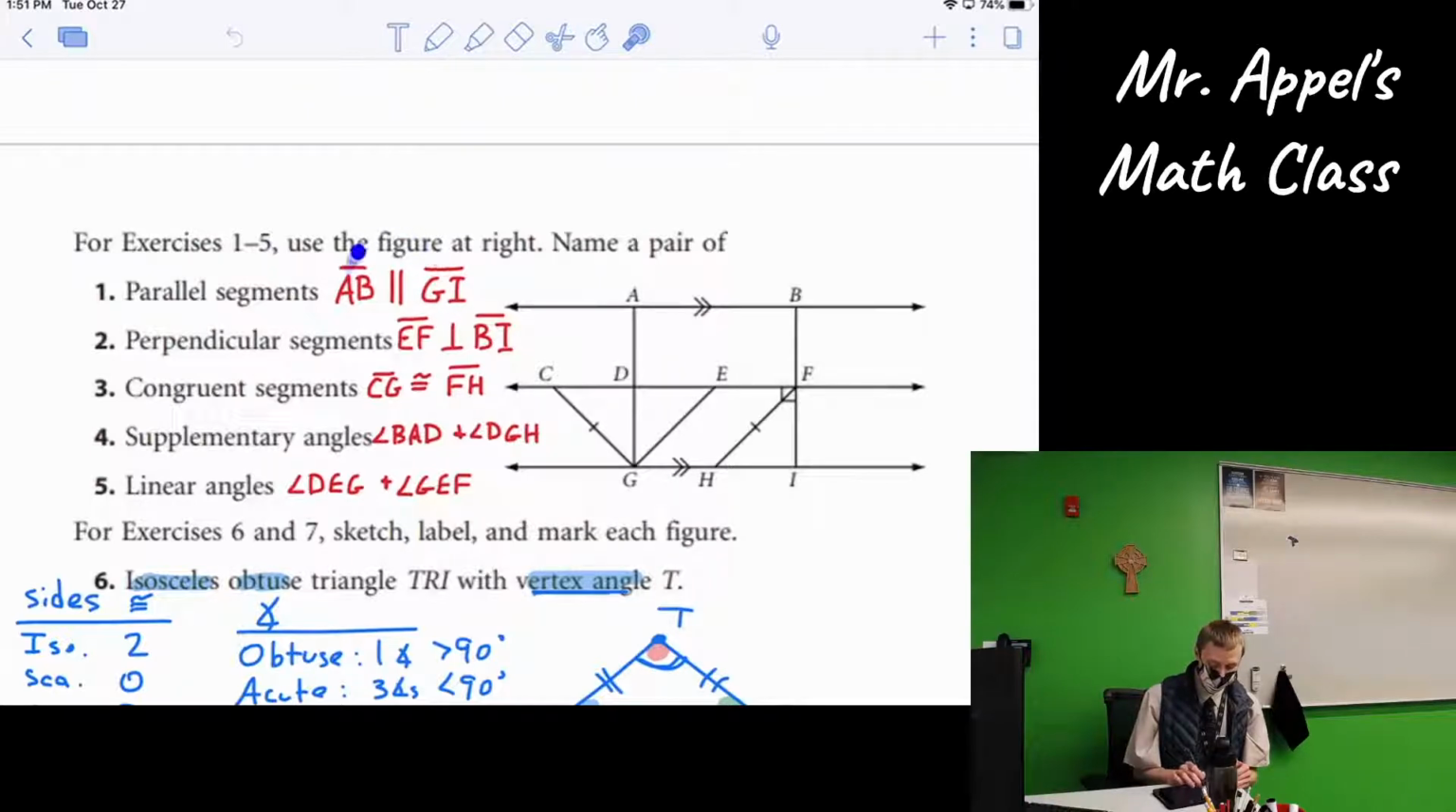Yes, so you can swap the order of the segments. That doesn't change parallel, right? And you can swap the order of the individual letters. You can say IG is parallel to segment BA, right? As long as you don't have a direction on there, the order does not matter.